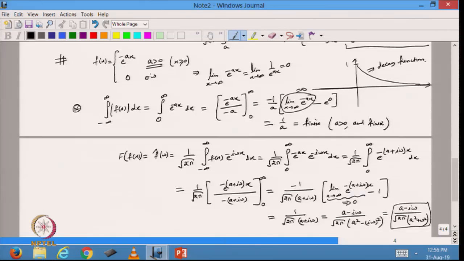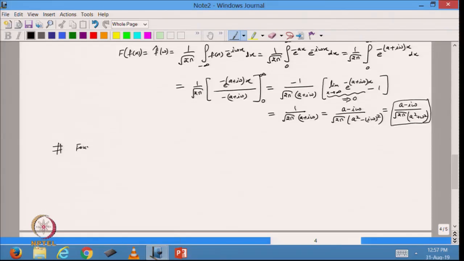So, basically you can say that as we defined the Laplace transformation for the exponential form, here we are taking the Fourier transform for the decay function. So, for the decay function this is valid. Now, I want to take the Fourier transform for the derivative of a function.